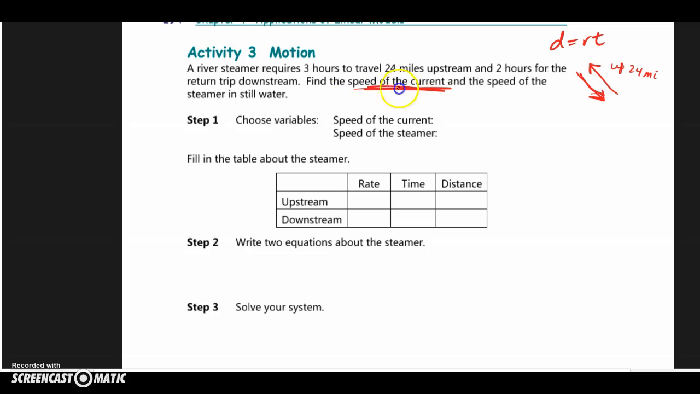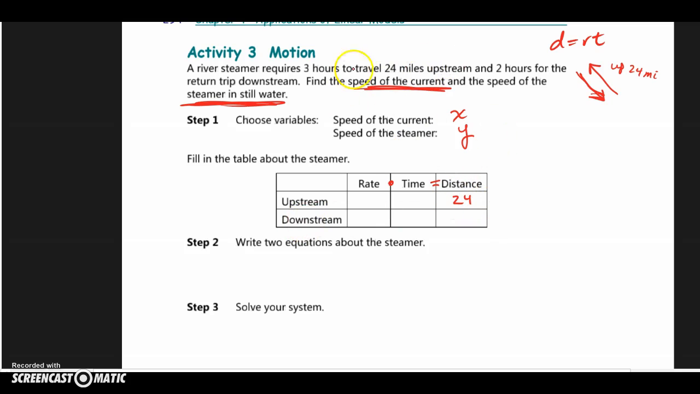So we're looking for two things, speed of the current and speed of the steamer in still water, as if there was no current. So choose variables. Let's say speed of the current is x and speed of the steamer is y, because we're looking for two things. We're going to organize our thoughts in the DRT chart. Rate times time is equal to the distance. Keep that in mind. Going up, we know the distance is 24 miles up. That's what they told us.